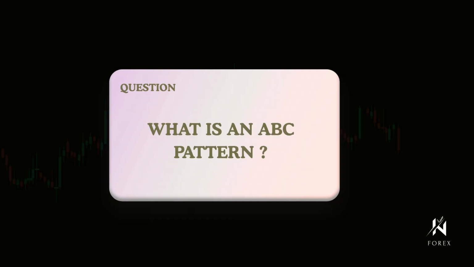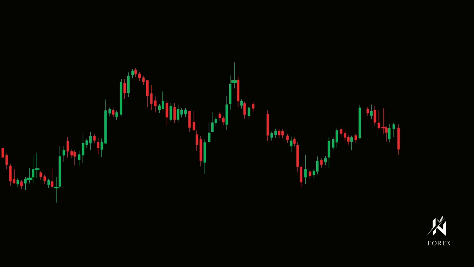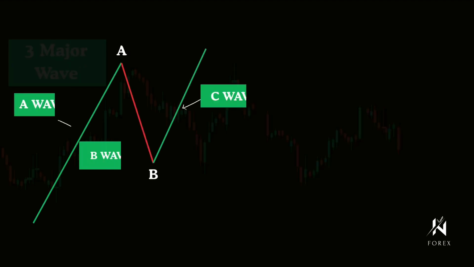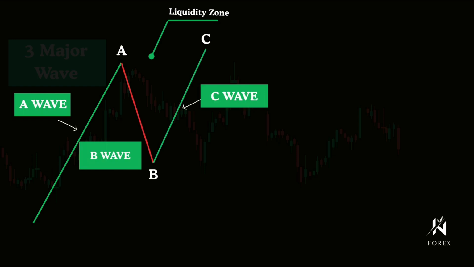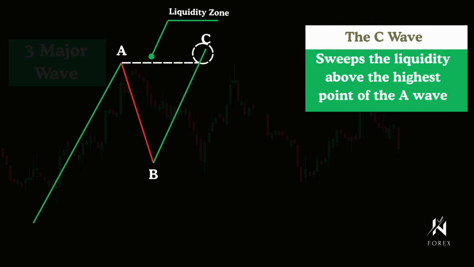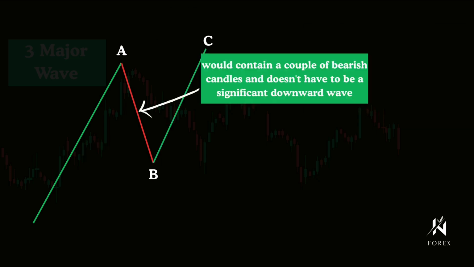Now traders, what exactly is an ABC pattern? The ABC pattern is created by three major waves of price. In the bullish scenario, the ABC pattern contains a rally wave upward, then we have a bearish retracement to the downside, and finally we have the C wave to the upside. The C wave is a liquidity sweep that sweeps out the liquidity accumulated above the high. The B wave would contain a couple of bearish candles and doesn't have to be a significant downward wave, so this is the sort of pattern you should be looking for in a 15-minute time frame.